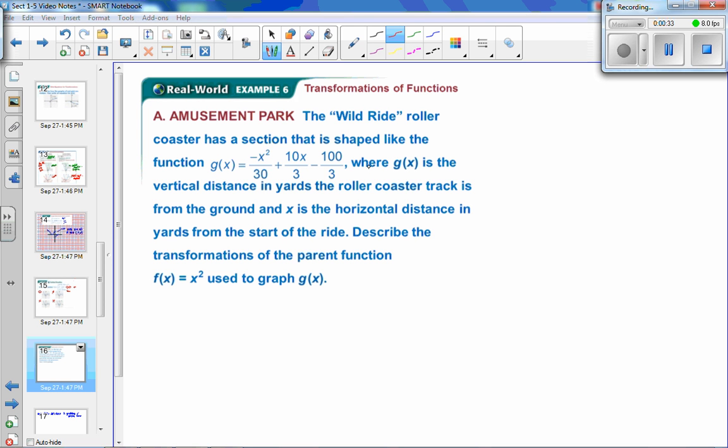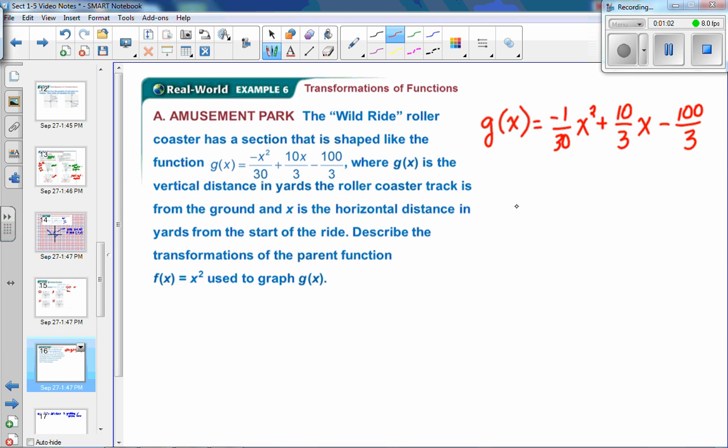Wow, that's kind of a messy looking function, and we haven't really seen things like that with parabolas. One of the first things I would do on this one is rewrite g of x, and instead of writing it as a fraction in this form, I'm going to write it as negative 1 over 30 x squared plus 10 thirds x minus 100 thirds. So now it's in the form of ax squared plus bx plus c. So this is in standard form.